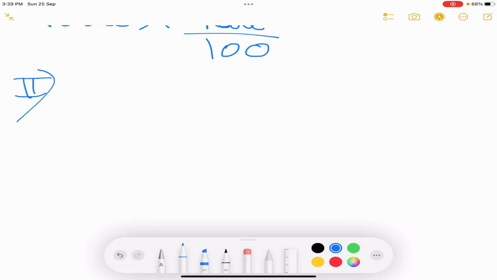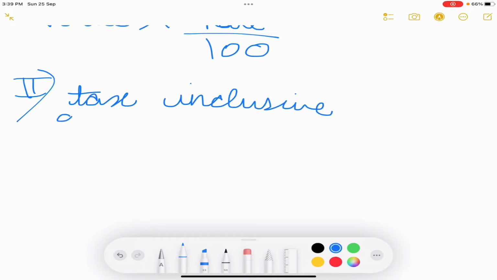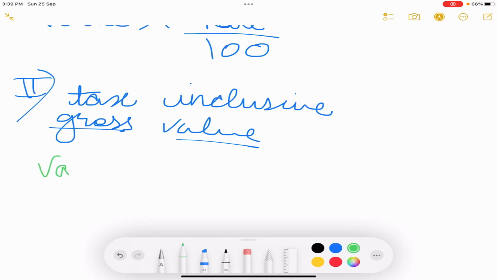Second part is when tax inclusive is given. You know what tax inclusive is. Tax inclusive is nothing but gross value, right? You know that this means the gross value. So if gross value is given, then how will you calculate the tax? The value which we have, the gross value, multiplied by rate upon 100 plus rate.